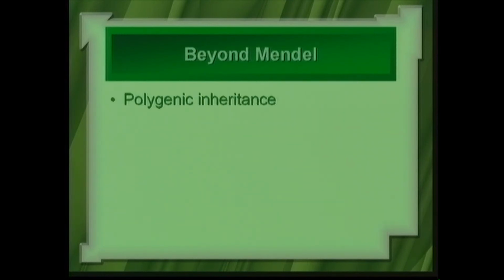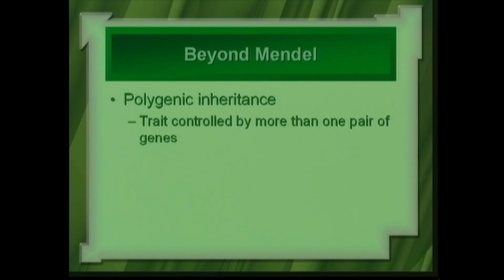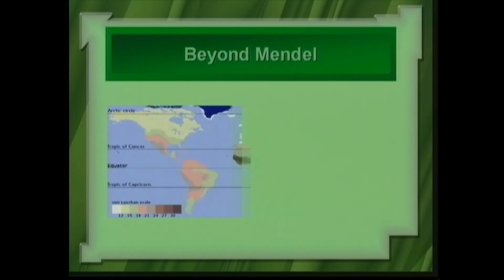More than 2 sets. We also have another kind of something that comes up called polygenic inheritance. This happens when you have a trait controlled by more than 1 pair of genes. This is a trait that's controlled by maybe 2 pairs of genes, 3 pairs of genes, 4 pairs of genes, right? Sounds like something out of somebody's closet, huh? So skin color in humans is a trait that is controlled by more than 1 pair of genes. It's kind of interesting.